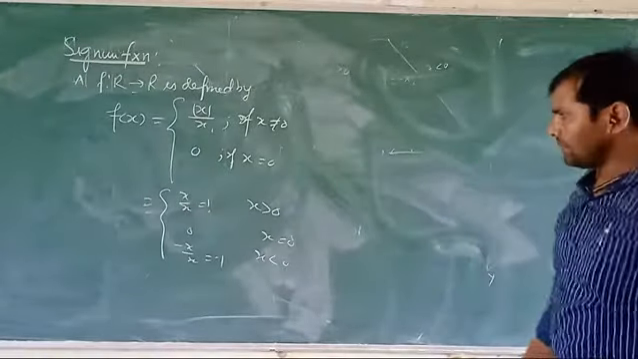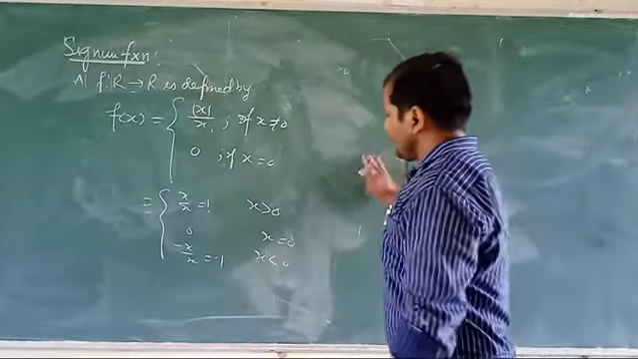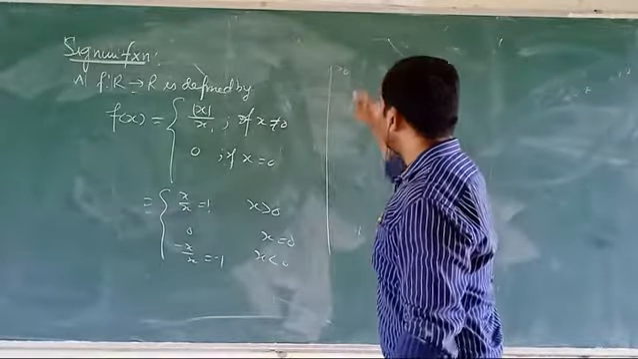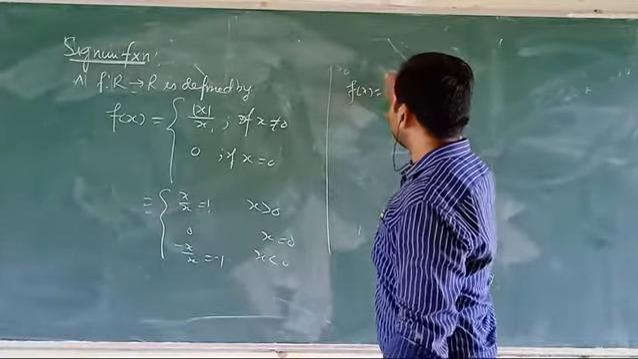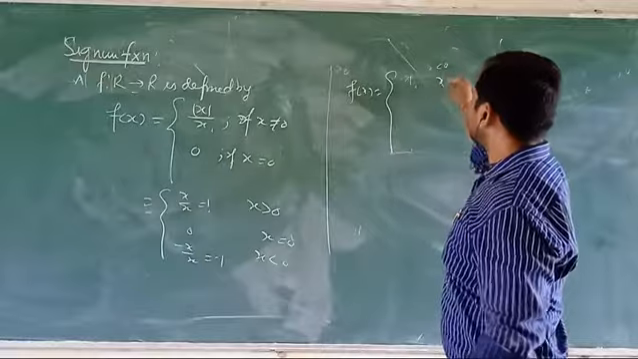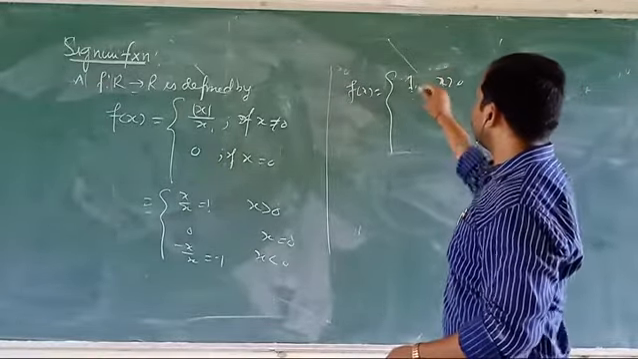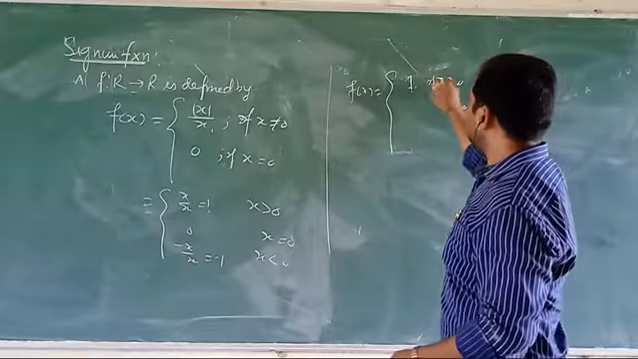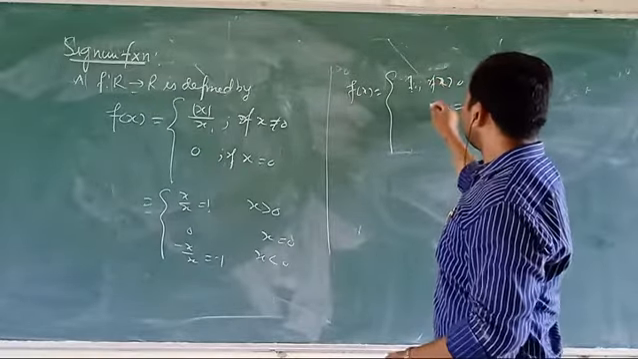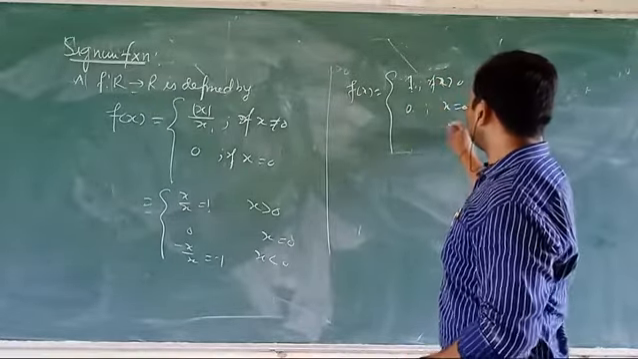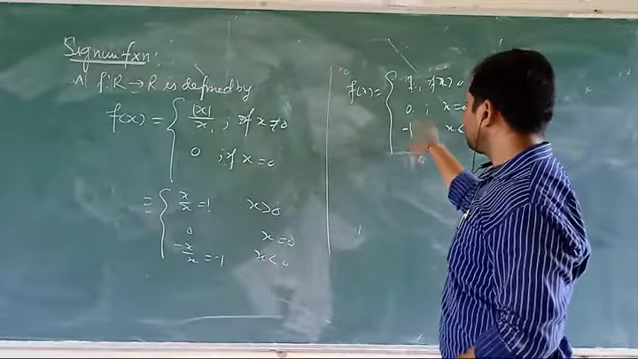Now from there we can write f of x is equal to 1 if x is greater than 0. When x equal to 0, then here becomes 0. If x is less than 0, then here becomes minus 1.